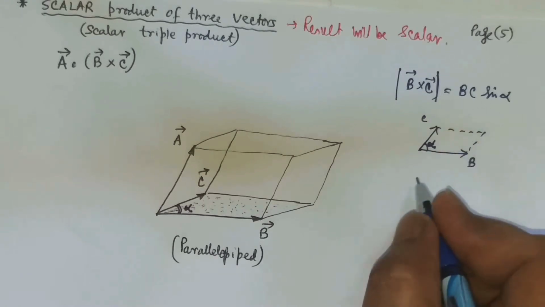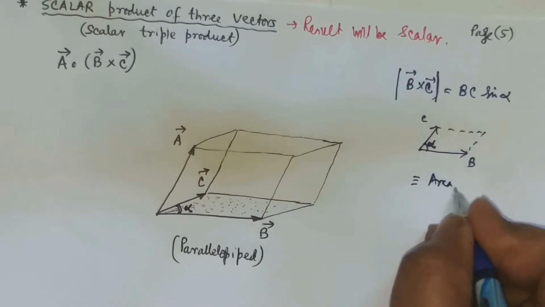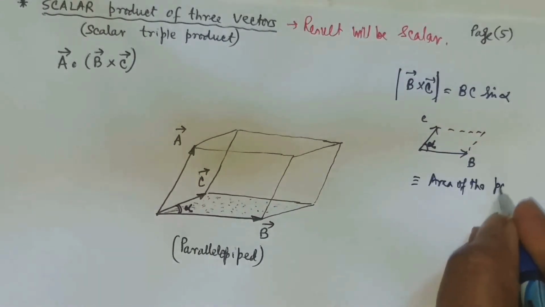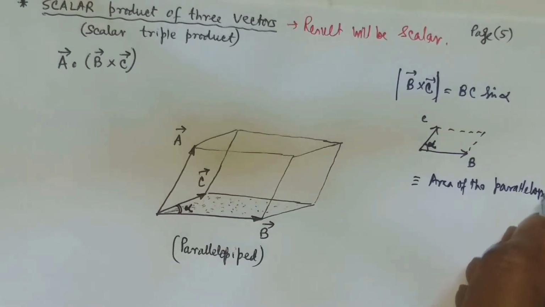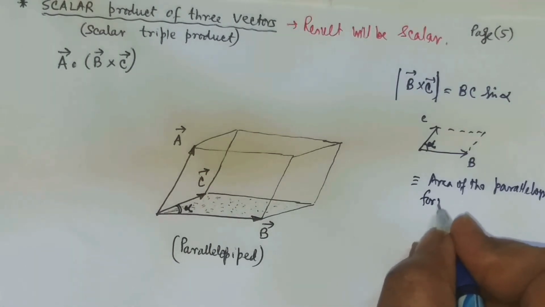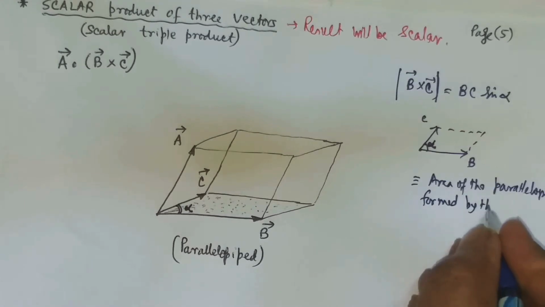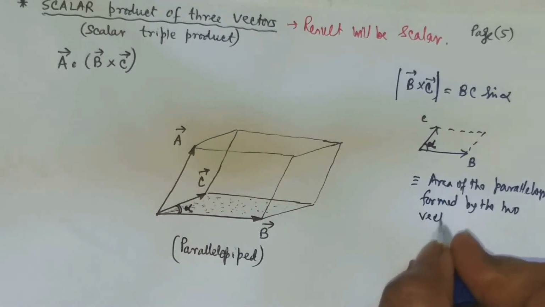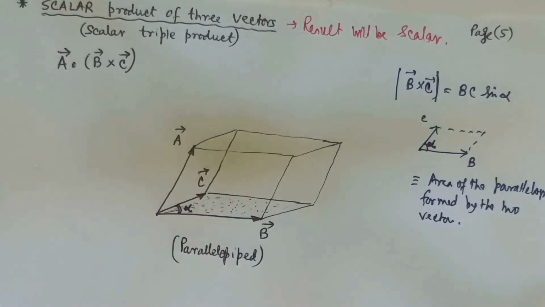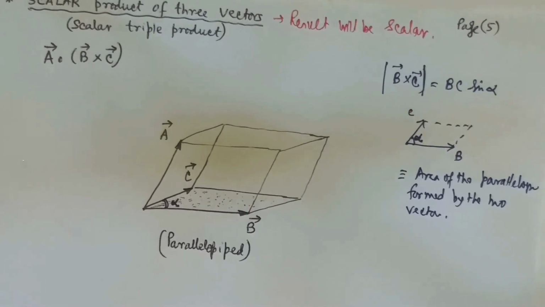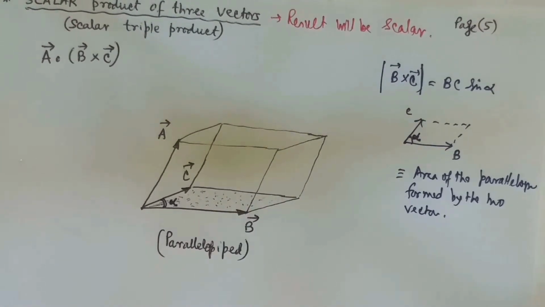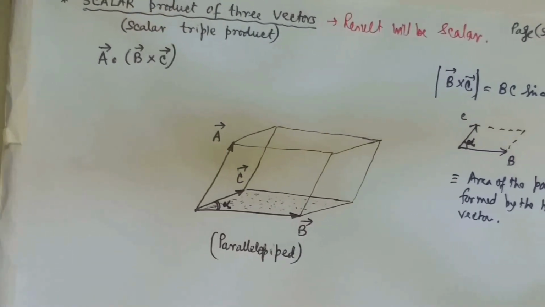So basically BC sine alpha represents the area of the parallelogram formed by the two vectors which are B and C. Area of the parallelogram. So what is the geometrical meaning of cross product? The geometrical meaning of cross product is it represents the area of the parallelogram that is being formed by these two vectors. Now try to understand.